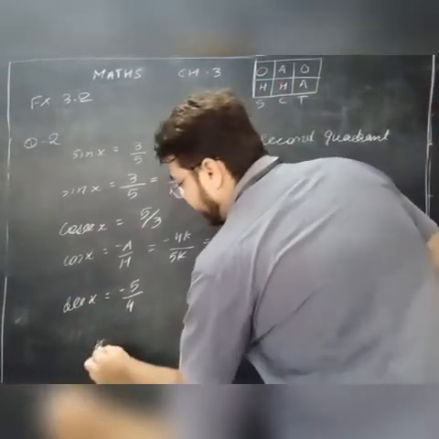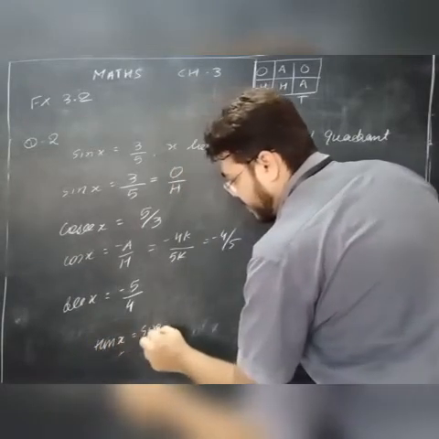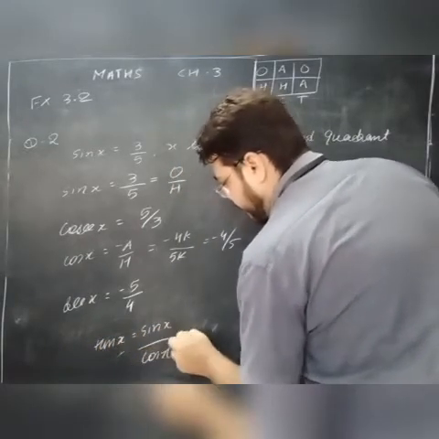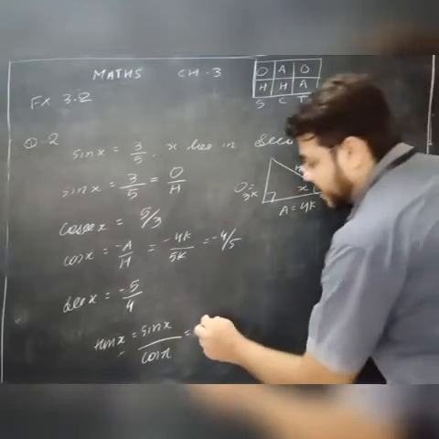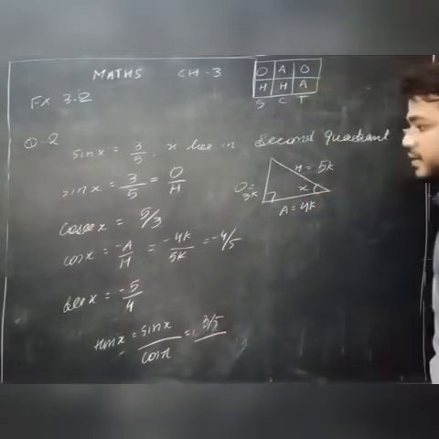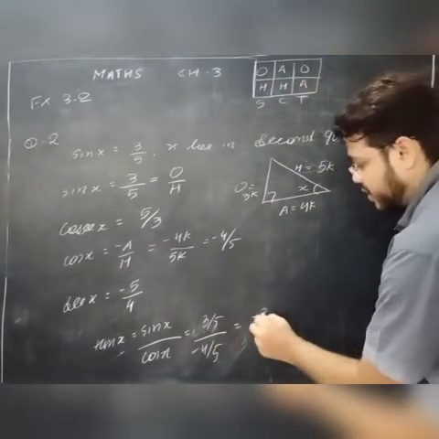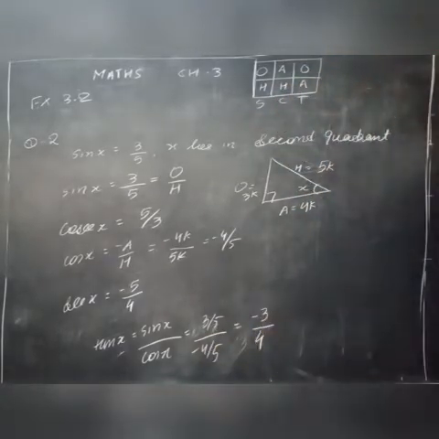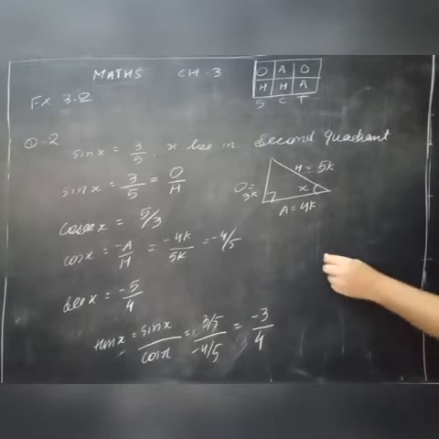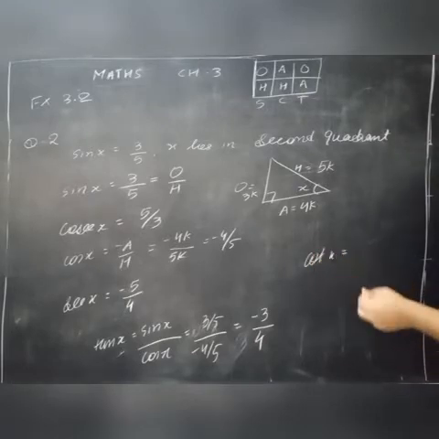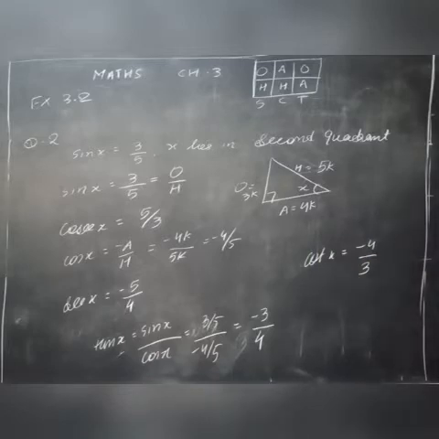Tan is the ratio of sine by cos. Here sine is 3 by 5, whereas cos is minus 4 by 5. The value of tan will be minus 3 by 4, whereas cot x will be the reciprocal of this, therefore minus 4 by 3.